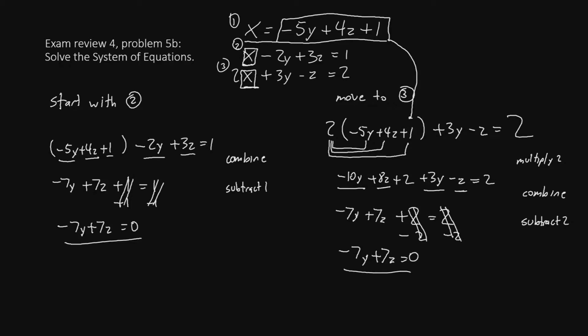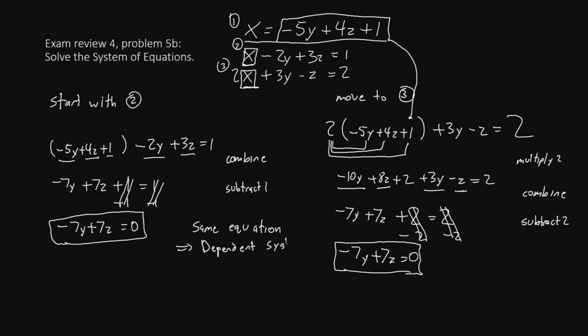So look what's happened here. On the left, we have the same equation as we do over here on the right. Negative 7y plus 7z equals 0. So if you have the same equation both times you simplify, that means the type of system you have is a dependent system. Now, a dependent system has infinitely many solutions.